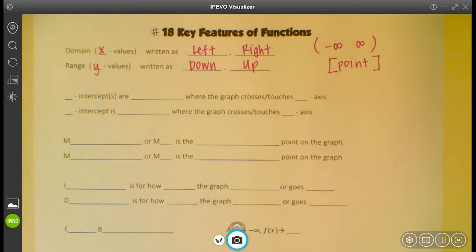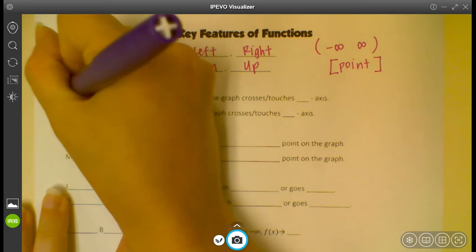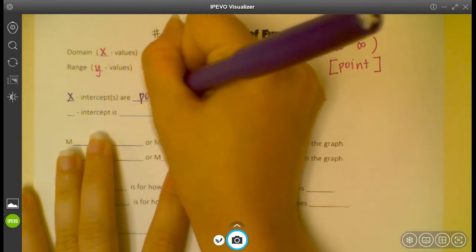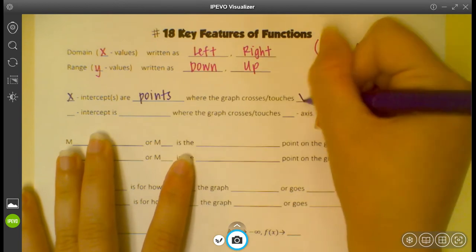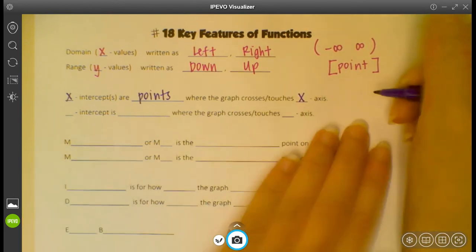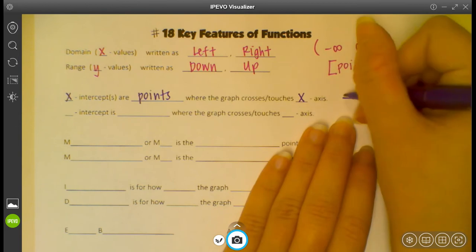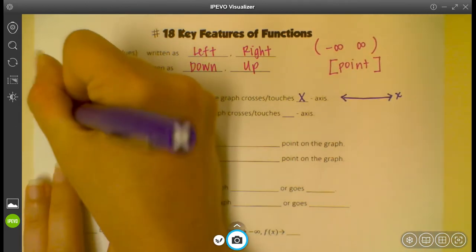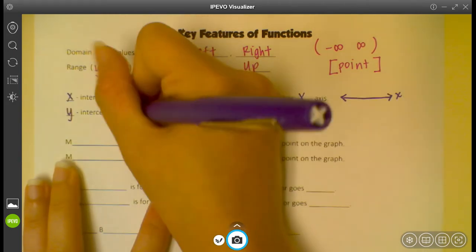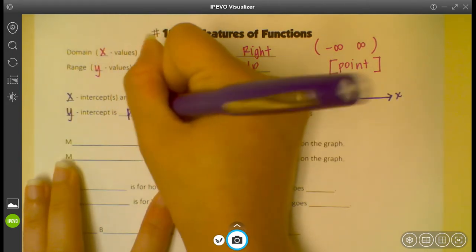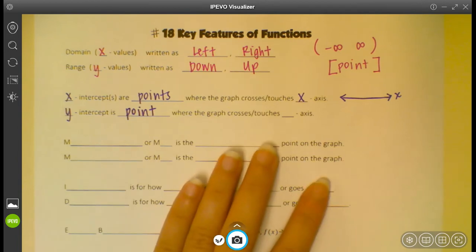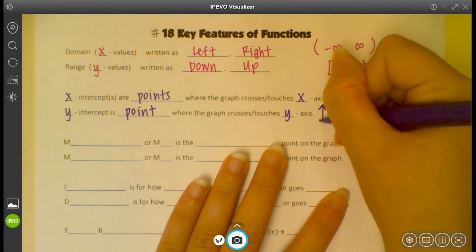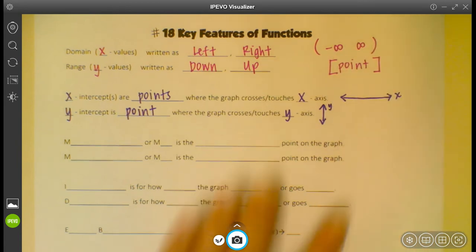The next key features are what we call intercepts. So x-intercepts are points on the graph where it crosses or touches the x-axis. Now remember, your x-axis line is your horizontal line, just to keep that in mind. Therefore, a y-intercept is a point where the graph crosses or touches the y-axis. So remember, your y-axis line is from up or down.